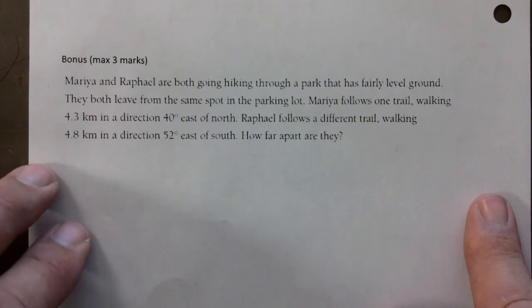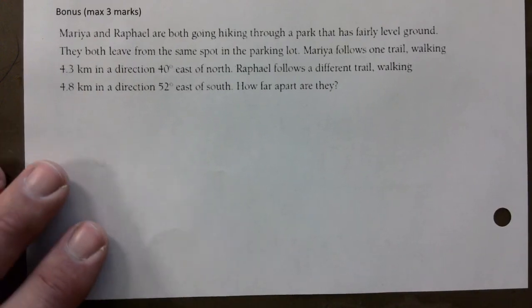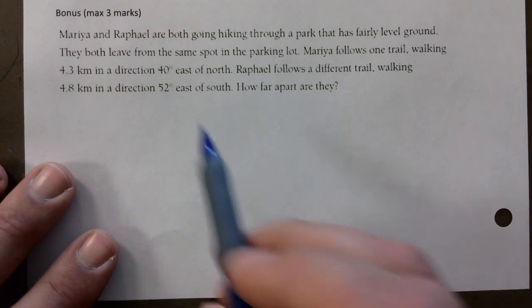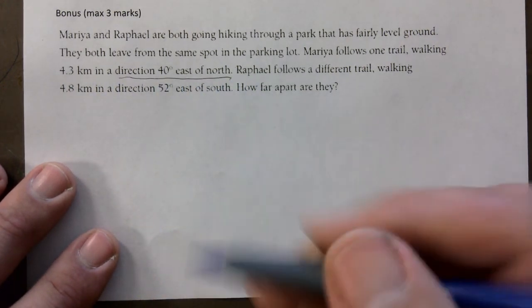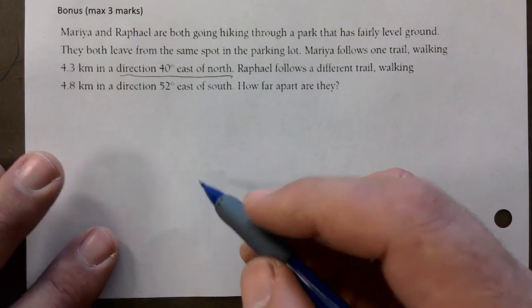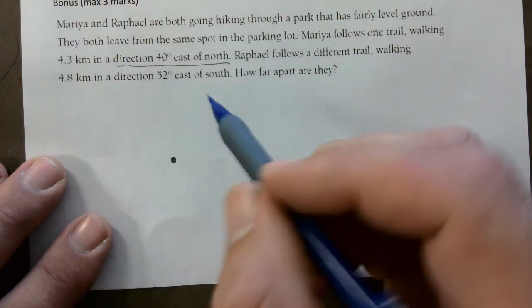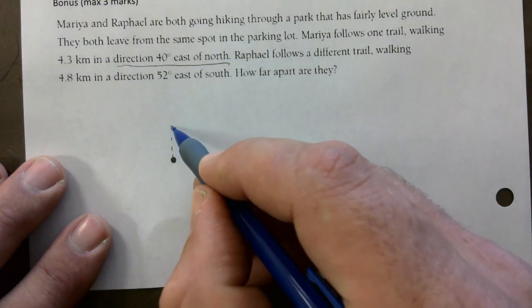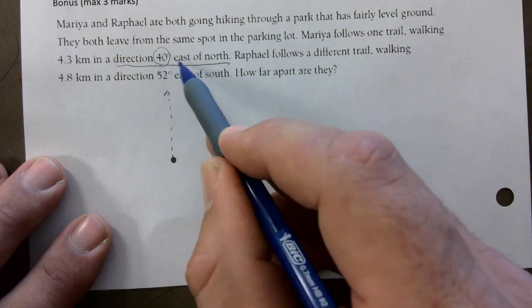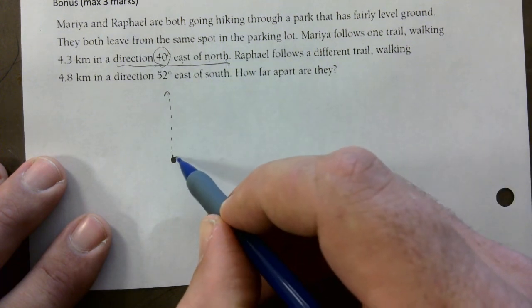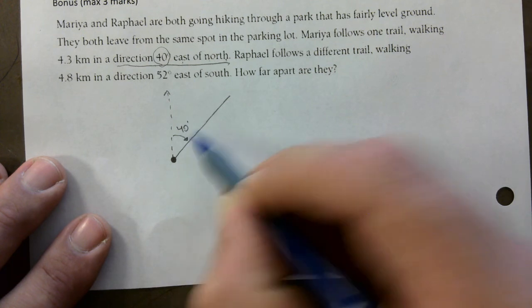All right, bonus. Let's try the bonus question here. So it's being able to read the direction, which you probably never have, well, if you're in physics, you might have. So you're both starting at the same spot. Mariah is going, this is your north line, but you're turning 40 degrees east of north. So you're turning 40 degrees this way, away from north, right?